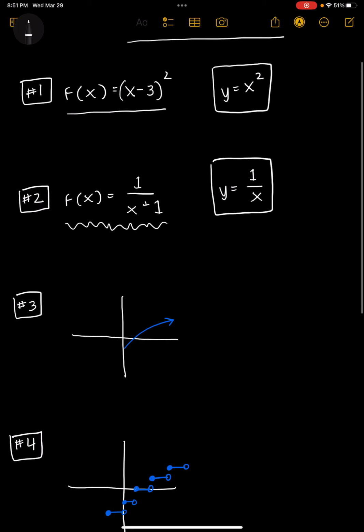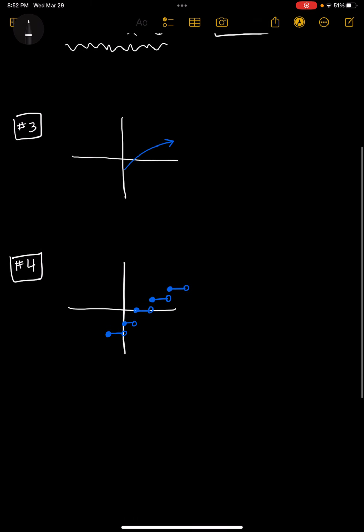Okay, so now let's take a look at some graphs. On the graphs, once again, you're going to be looking at that key term sheet, and they give you what the parent function graph looks like. So we're looking for something that looks like this. For example, number 3 is kind of a curve off to the right, and it stops when y is equal to 0, or it has a stopping point.